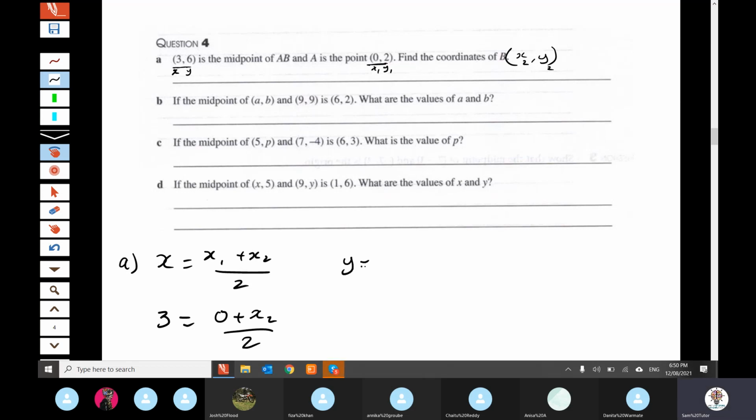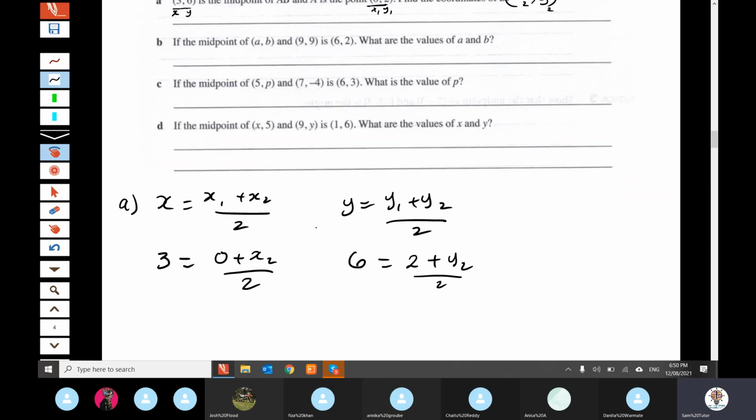And then for my y value, y equals 6, which is y1, plus y2, which I don't have, on 2. So you can see it's pretty much the same formula. The only difference to what we were doing before is I gave you x2 and y2, and therefore you found your actual midpoint. This time I'll give you the midpoint. Can you find me the coordinate that it was previously? So you can see it'll look something like this.